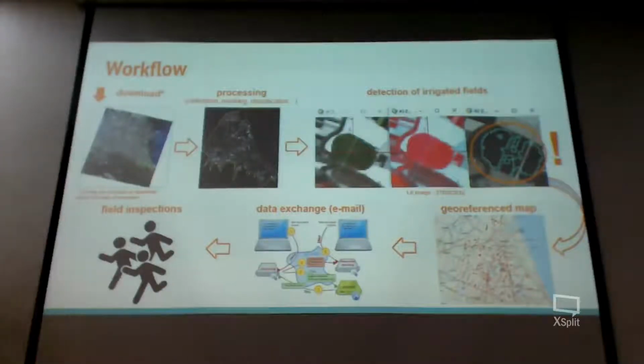If the satellite passes over our area today, the next day, so tomorrow, we are able to download the image, fast process it, launch the classification on the algorithm, and have a detection of irrigated fields with a georeferenced map, of course, that can be quickly exchanged with the final user, who can organize the field inspection where they think, based on their layers of declaration or cadastral data, that it is most important to have a check in the field.